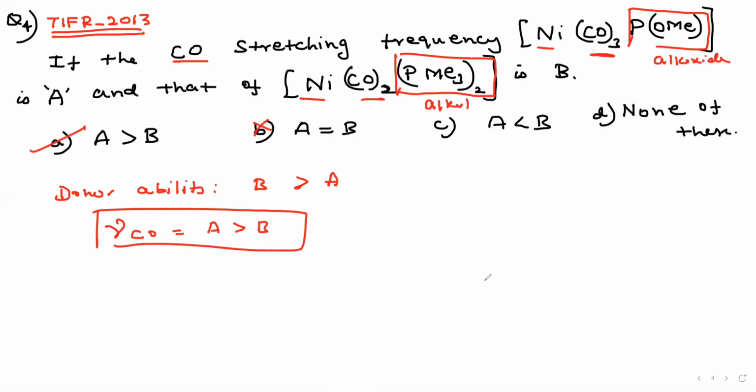Listen, look at the phosphine ligand. Okay, which substitution can attach? It could be alkyl group, now more electron donor ability. It could be allied group, now less donor ability. Okay, whenever the more donor ability, now more back bonding. Whenever the back bonding increases, the stretching frequency of CO decreases. Okay. And next question 5.